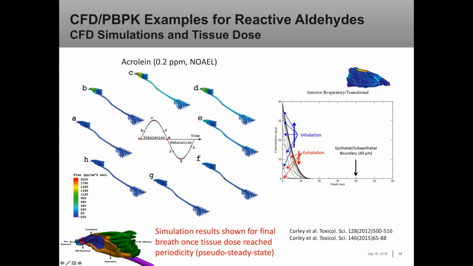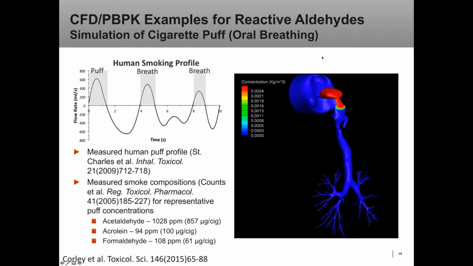For example, here in the anterior respiratory epithelium, you can see a plot as the acrolein is building up in the respiratory epithelium during inhalation and dropping back down during the exhalation phase. And from these, we can determine internal doses that can be compared across species and to humans under realistic exposure conditions as shown in this slide.